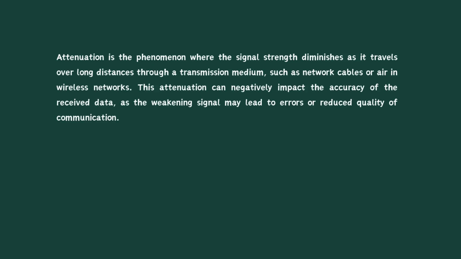Attenuation is the phenomenon where the signal strength diminishes as it travels over long distances through a transmission medium, such as network cables or air in wireless networks. This attenuation can negatively impact the accuracy of the received data, as the weakening signal may lead to errors or reduced quality of communication.